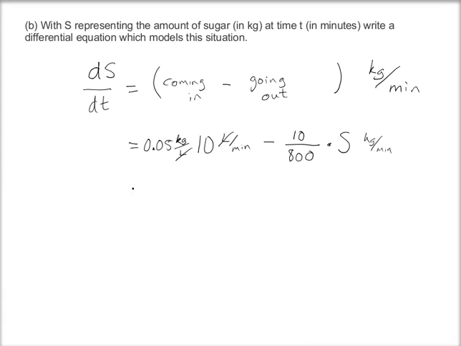Alright, so let's rewrite that a little bit nicer. Multiplying 0.05 by 10, that is 0.5, minus, and then I can simplify my fraction here, that's the same as 1 over 80 S. So that's my differential equation: dS over dt is equal to 0.5 minus 1 over 80 S.